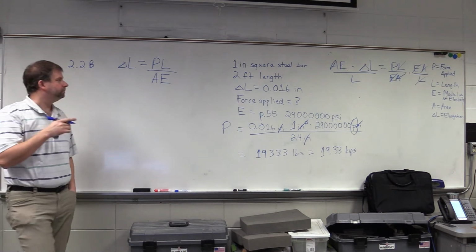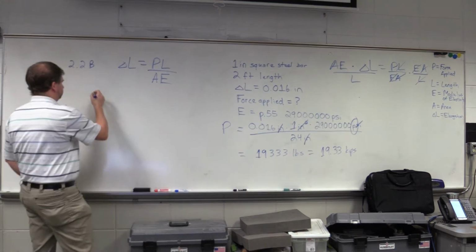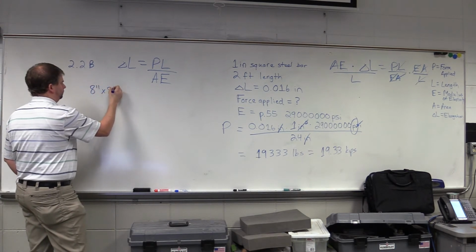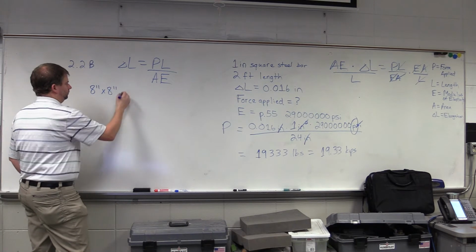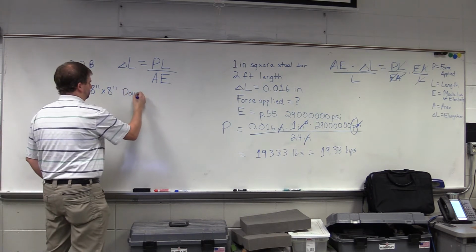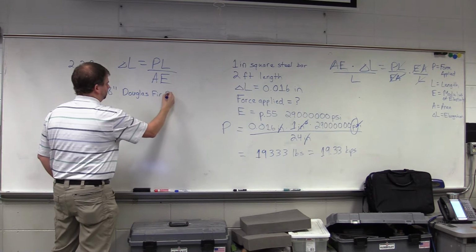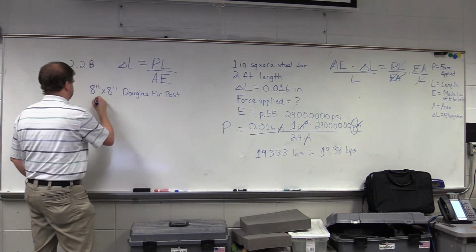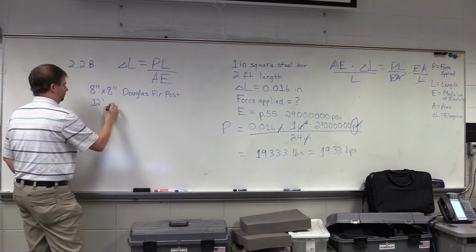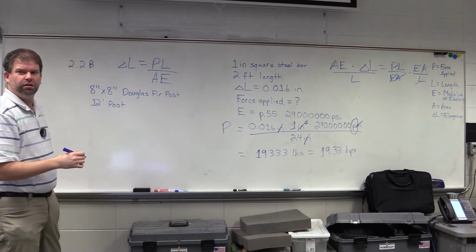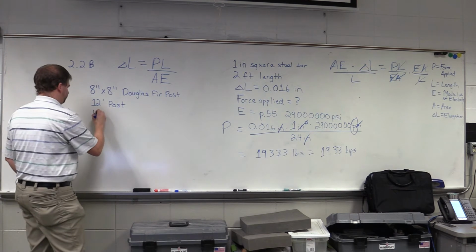How much will a nominal 8 by 8 inch, actually 190.5 millimeter Douglas fir post, 12 feet long, which is 3.658 meters long, shorten under an axial load of 45 kips? 45 kips?